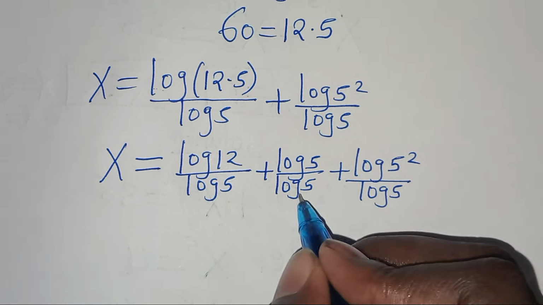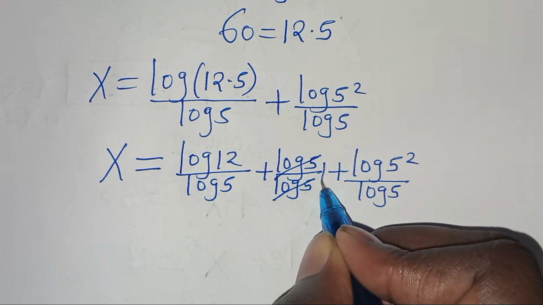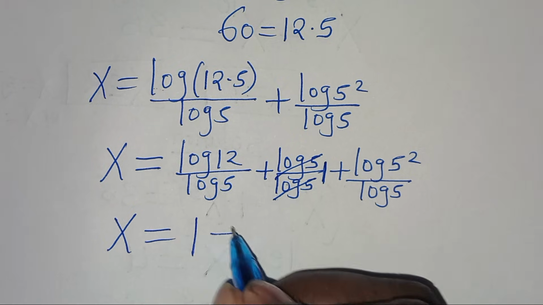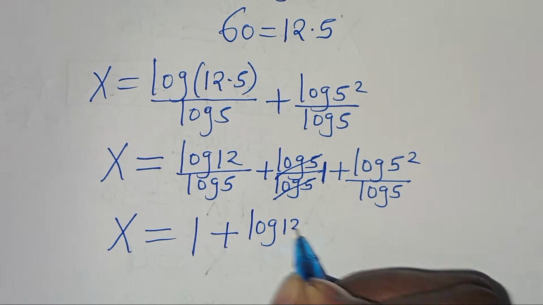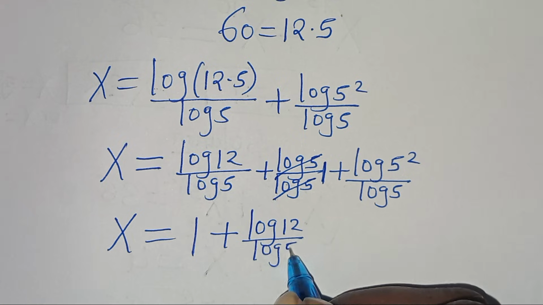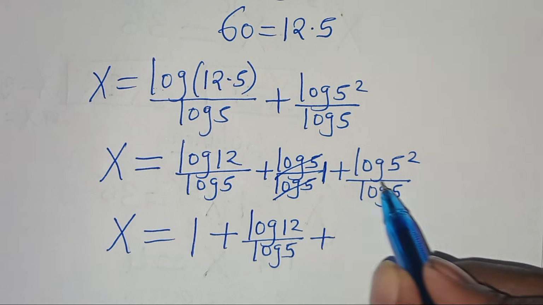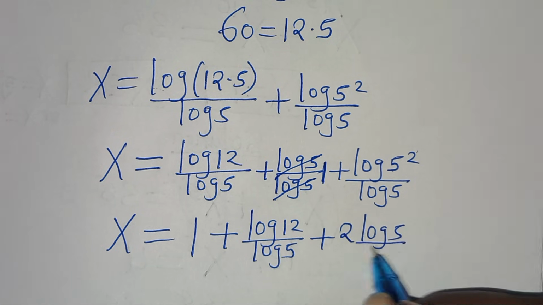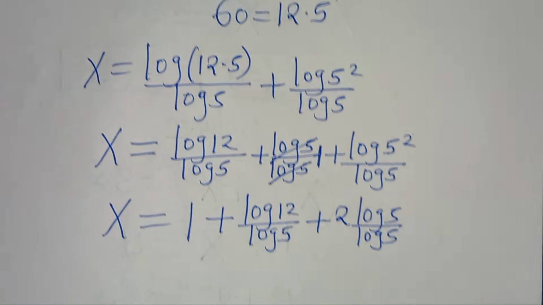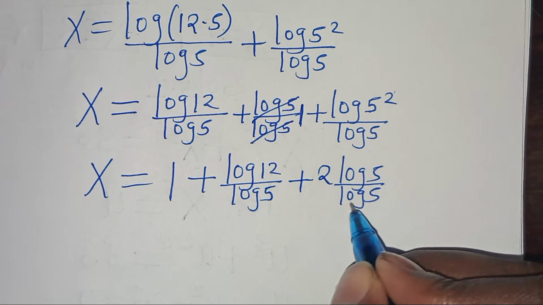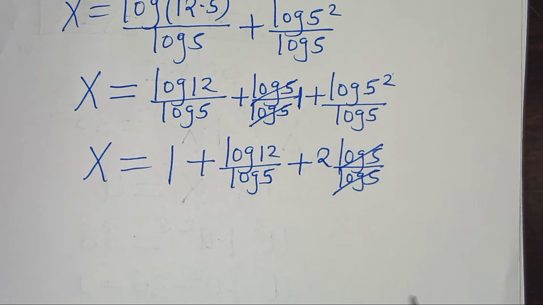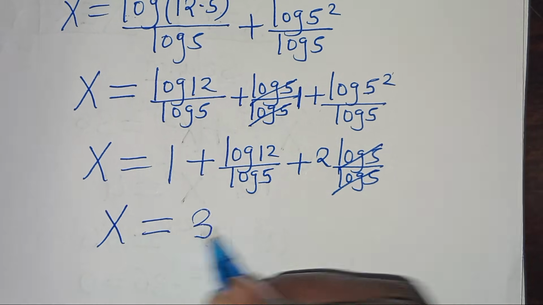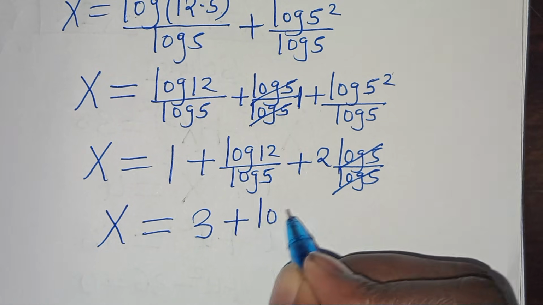Now, we have that log 5 and log 5 simplify, so this is 1. So that now we have x is equal to 1 plus log 12 divided by log 5, plus log 5 to the power of 2. This can be expressed as 2 log 5 divided by log 5. So this means that we can simplify log 5 and log 5 here, so that now we have x is equal to 1 plus 2, this is 3, plus log 12.